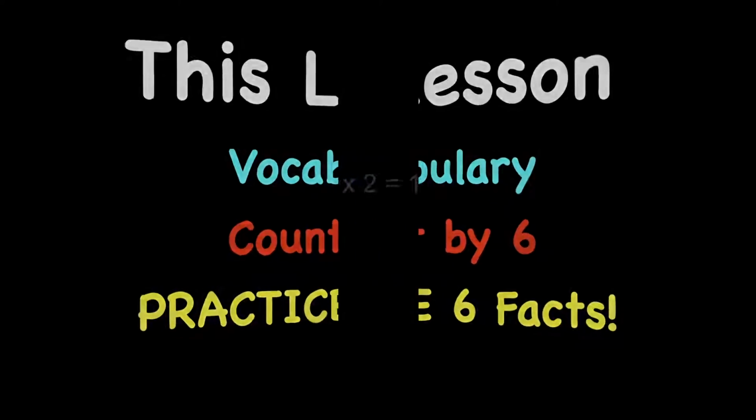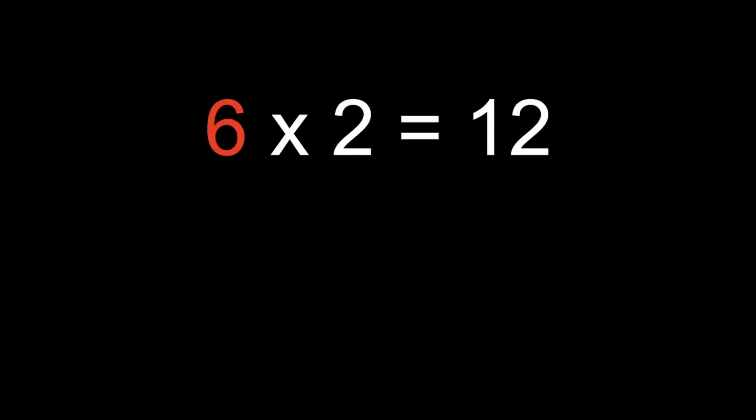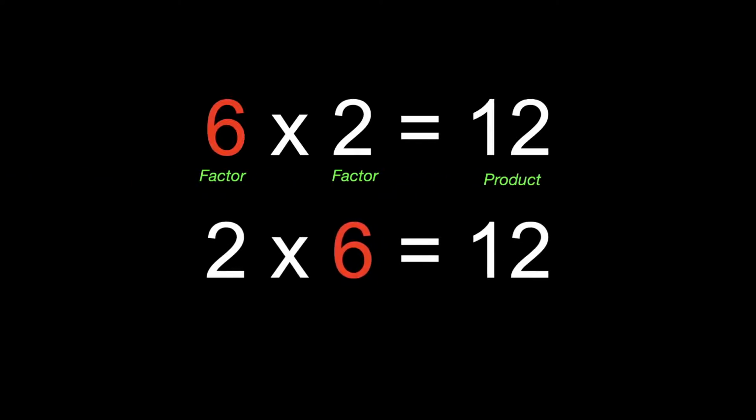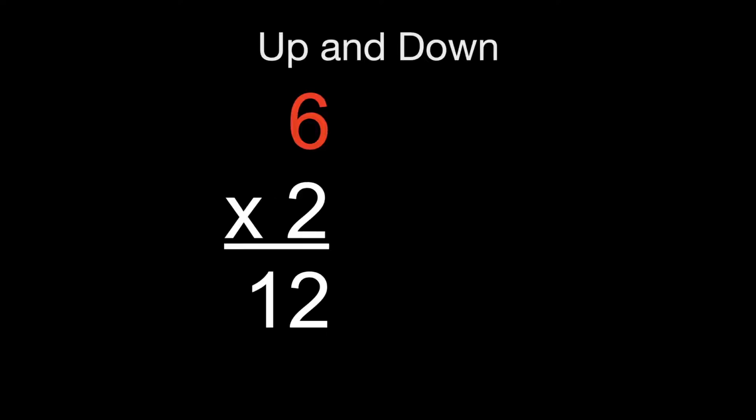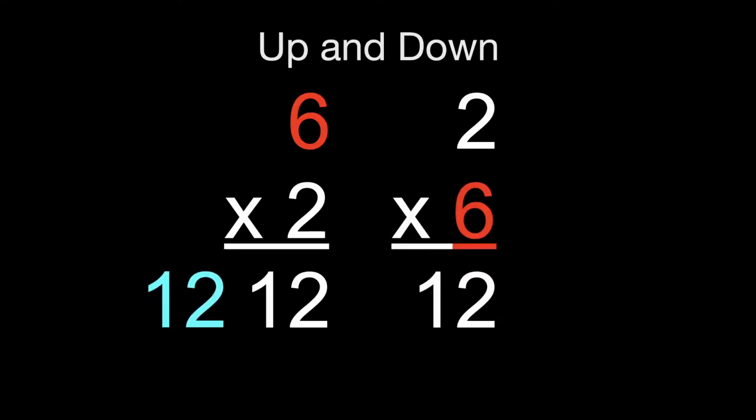Okay, let's go. The numbers that you multiply, for example, 6 times 2, are called factors. The answer, in this example, 12, is called the product. You can switch the factors and you will still get the same answer of 12. It doesn't matter if you go up and down. For example, 6 times 2 is 12, and you can flip it and go 2 times 6, and you still get the same answer.